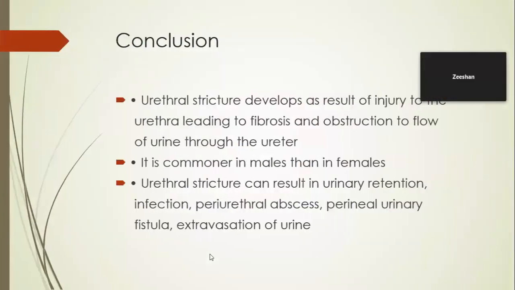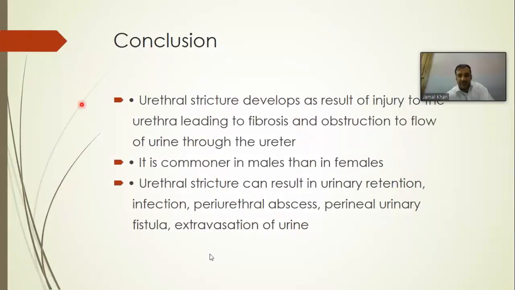Last one but not least, conclusion. Urethral stricture develops particularly in the urethra, leading to fibrosis and obstruction to the flow of urine through the urethra. It is commoner in males than in females. Urethral stricture can result in urinary retention, infection, periurethral abscess, urethral fistula, and extravasation of urine.